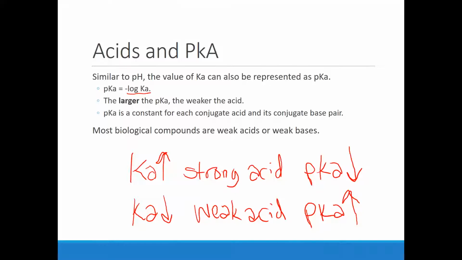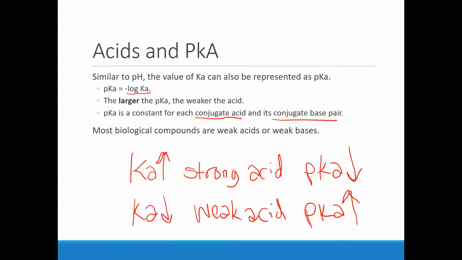Now this is a constant, as I said, so the ability for an acid to dissociate is constant. It always dissociates to the same extent. And so this is constant for any conjugate acid and conjugate base. So any pair has this constant Ka and also pKa. You can look these up. You can also calculate them just based on observation. But again, these are all constant terms.